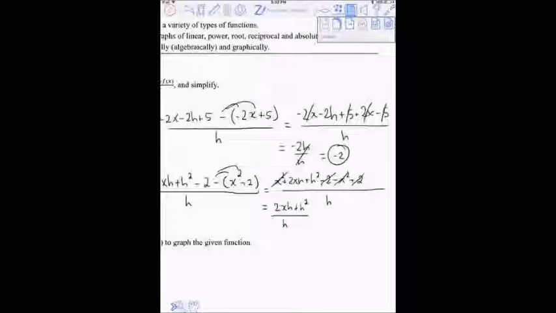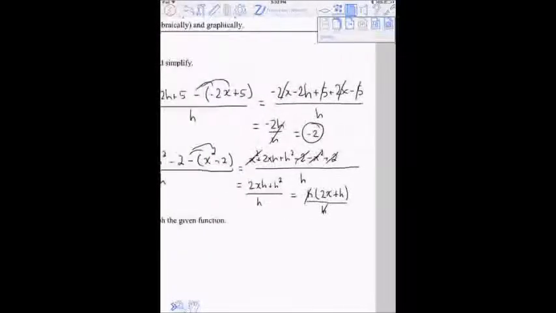Now in the numerator here, both terms, the 2xh and the h squared, they both have an h. So if you factor out an h from the numerator you're going to have 2x plus h all over h. The reason for factoring out that h is you can cancel now. So the final answer is 2x plus h.